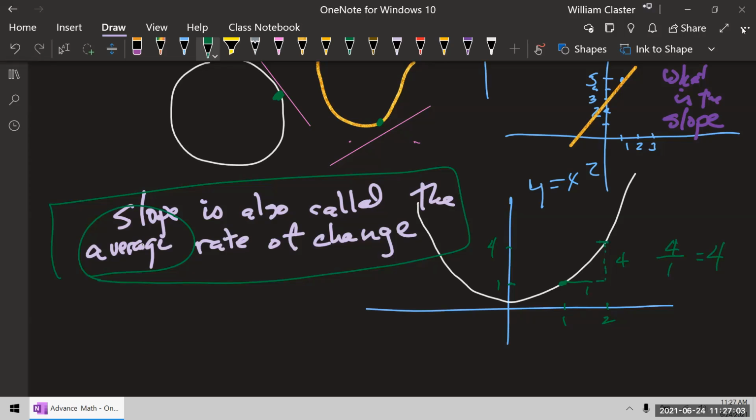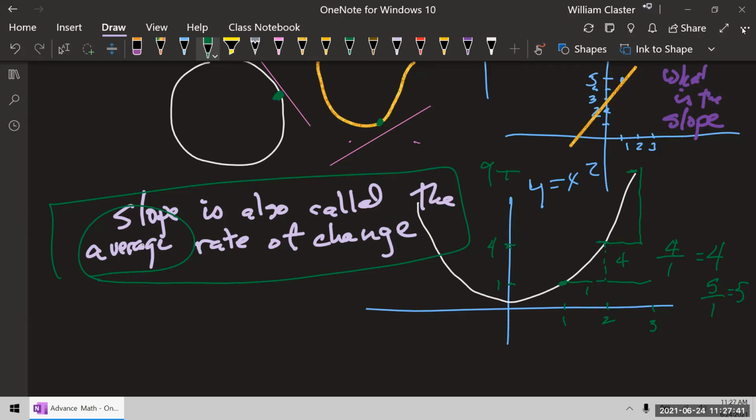However, the problem is, if we do it somewhere else, we're going to get a different rate of change. So like here, if we go from 2 to 3, now this height is 4, but this height is 9. So when we move over 1 unit, we're moving up how many units? From 4 to 9 is 5 units. So the rate of change is 5 over 1, or 5. So the rate of change is different depending on where we do this.